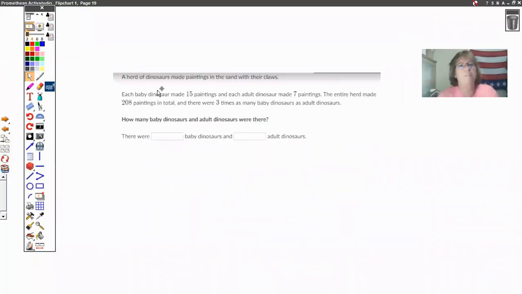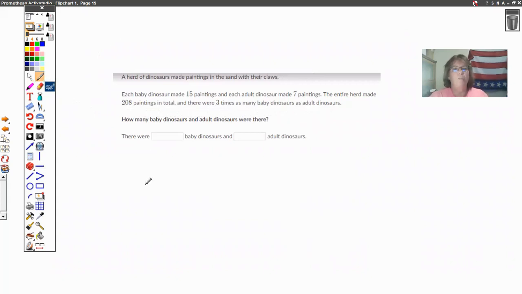This first one says a herd of dinosaurs made paintings in the sand with their claws. Each baby dinosaur made 15 paintings and each adult dinosaur made 7 paintings. The entire herd made 208 paintings in total, and there were 3 times as many baby dinosaurs as adult dinosaurs.